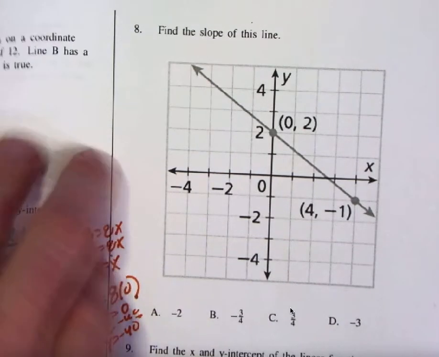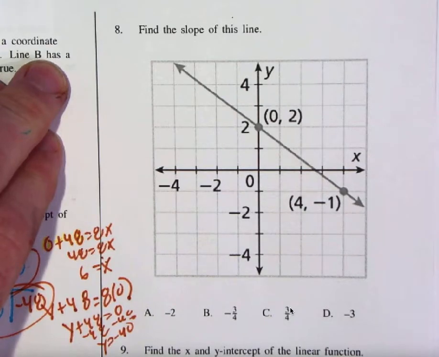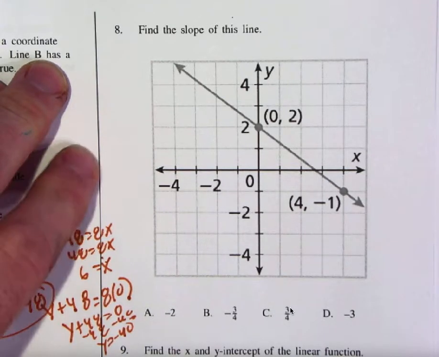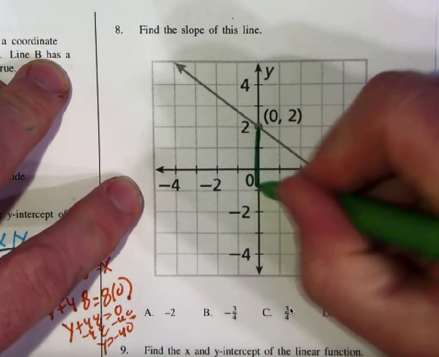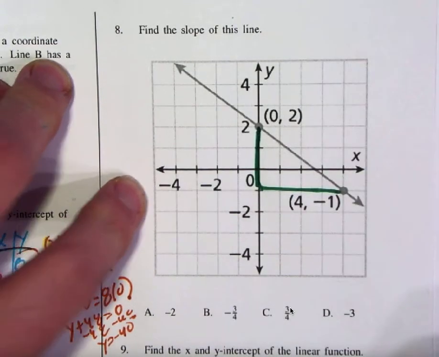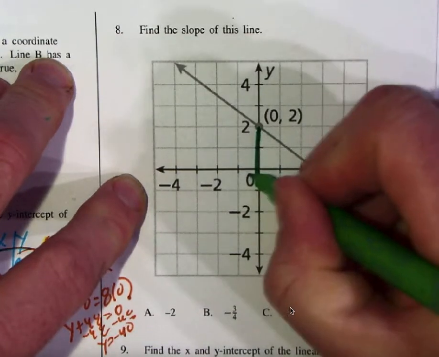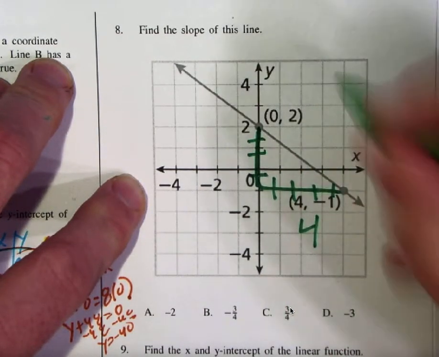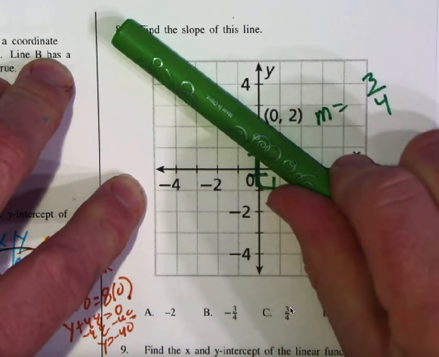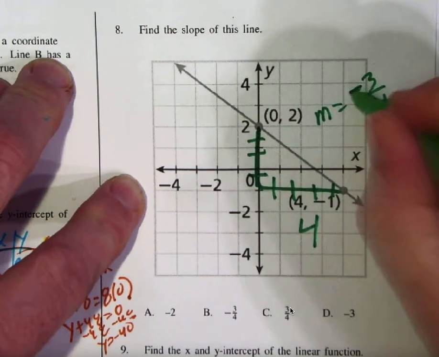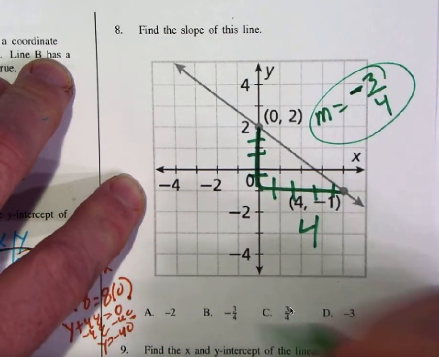Number 8, it says find the slope of this line. Okay. You have a couple more options now that you could use the slope formula, but back then I really hadn't showed it to you so much, so you probably just did rise over run. Right? So 1, 2, 3, 4. I have a run of 4 and a rise of 1, 2, 3. So my slope is 3 over 4, but it's a negative slope because it goes down and to the right. So we got negative 3/4, and that is B.